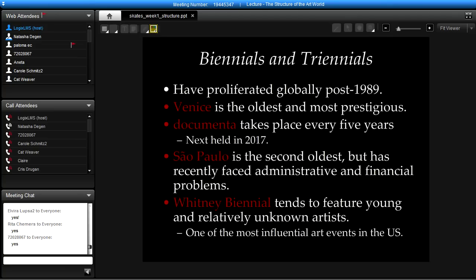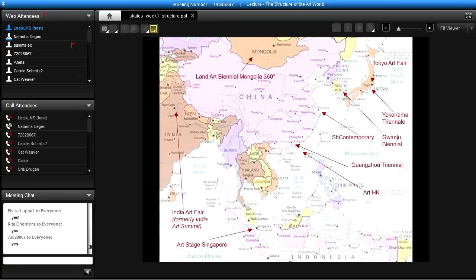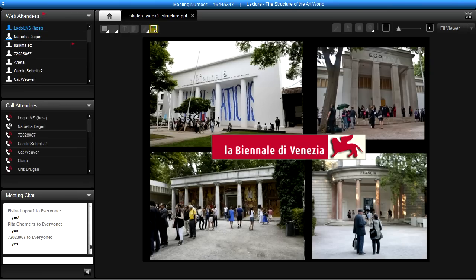Okay, so we're talking about biennials and triennials, these exhibition events which have proliferated globally since 1989. Everywhere from Havana to Dakar to Guangzhou, you see these regular exhibition events which are usually held for a set period of time, anywhere from a month to 3 months in duration. The Venice Biennale, of course, is the oldest and most prestigious, founded in the 19th century. Another very important event is Documenta, which takes place every 5 years, so has become a kind of bellwether of what's happening in the contemporary art world. It was held last year, so the next event is in 2017.